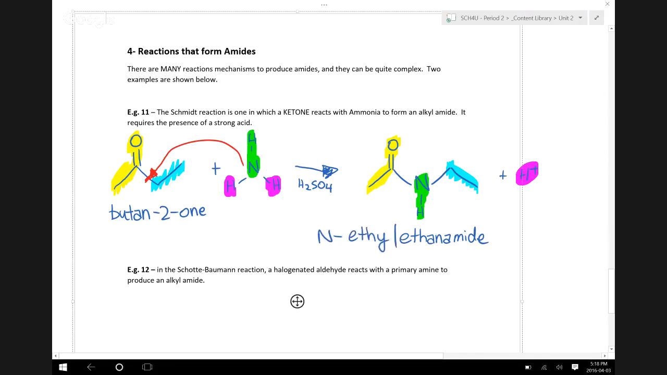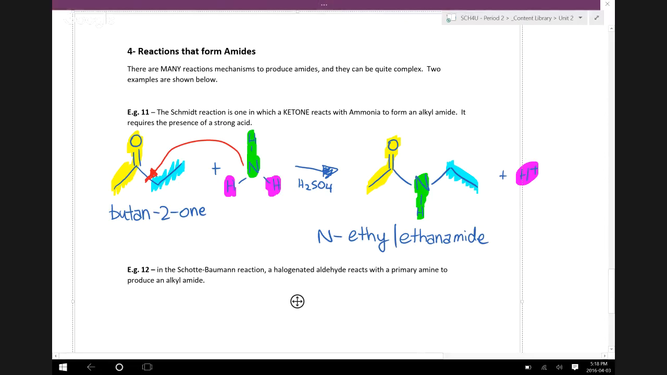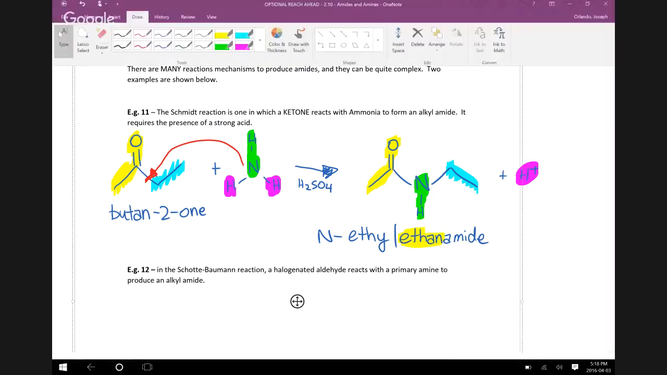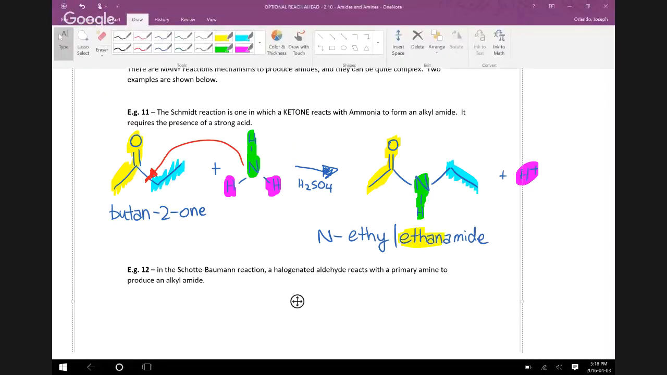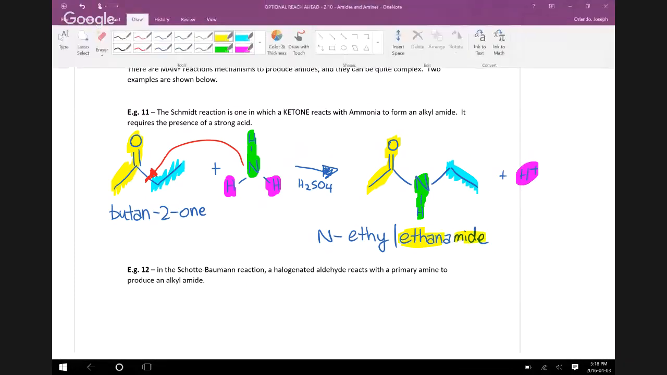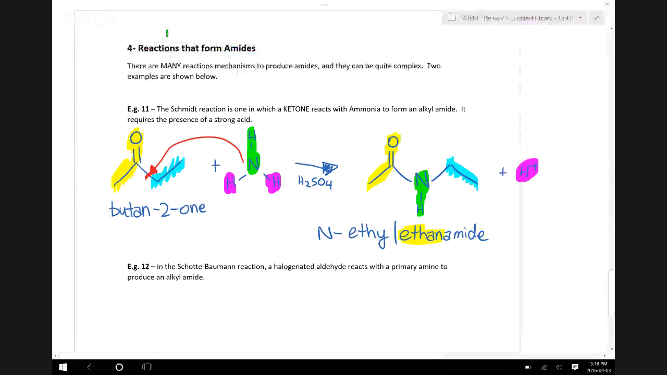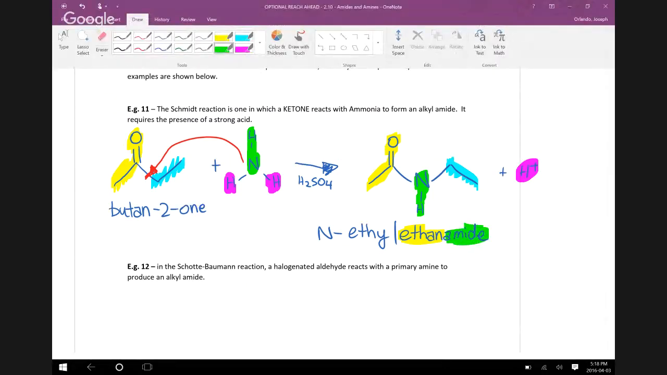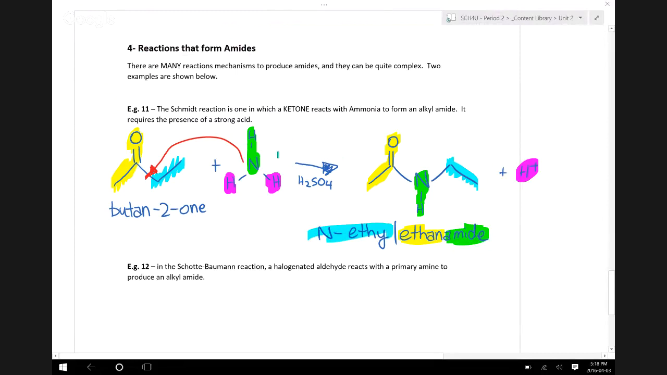Oh, looks like I planned it. All right. That tells you that that's the N part. It's an amide. And it's got the ethyl group coming off of the amide. So it's kind of color coding that name, where it comes from.